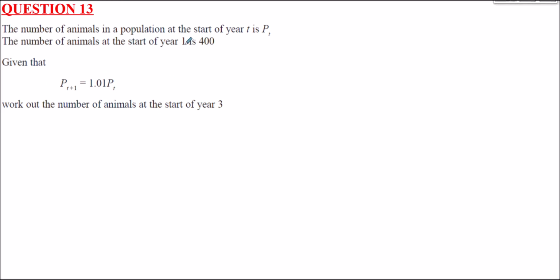So the start of year 1, the population is 400. And so based off this and this notation, because T is the year number and we're told what year 1 is, we can write from this, I've highlighted in yellow, that P subscript 1, the population at the start of year 1, is therefore 400.